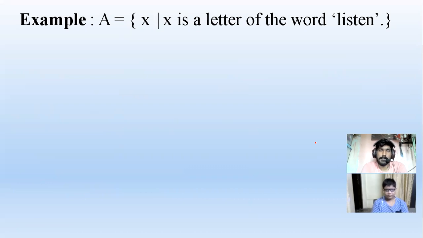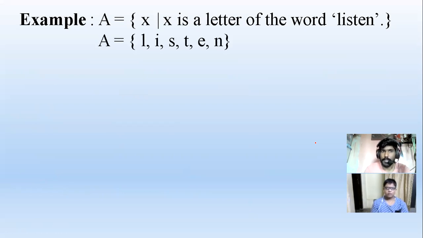A is a set of X variable such that X is a letter of the word LISTEN. So in the roster form, the listing form, it will look like this, correct? Yes, sir. L, I, S, T, E, N.